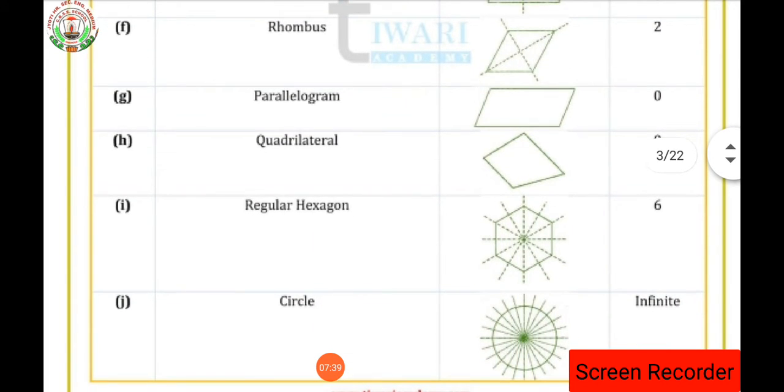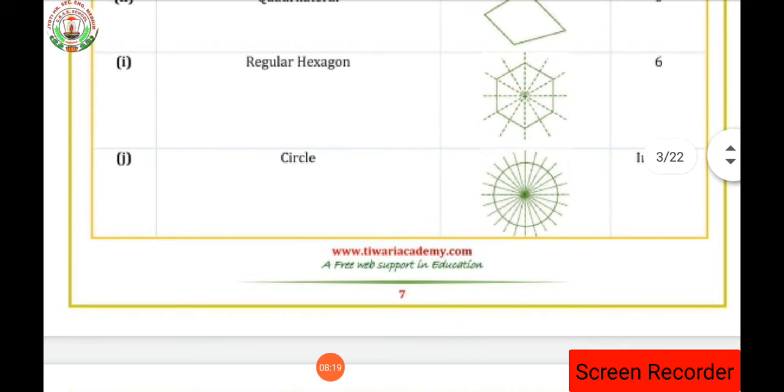Next, we have a regular hexagon. How many sides does a regular hexagon have? 6 sides. Therefore, the lines of symmetry will be 6 itself. Similarly, for question number 7, J part, there is a circle. A circle has infinite lines of symmetry. Infinite, or we can say countless. Countless means we are not able to count the lines of symmetry in the circle. That's why it is written that infinite lines of symmetry are possible in the circle. So in this way, this question is over.